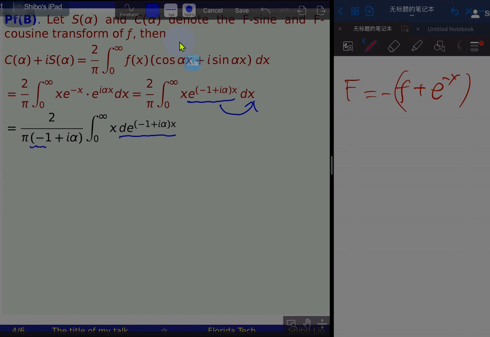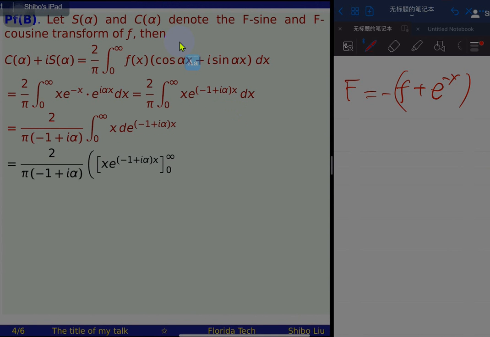You need to divide it by minus 1 plus i alpha here. Okay, so then we can integrate by parts. The coefficient we copy, and the first term is the multiplication of the x and the exponential, the terms inside and outside of the differential d, that is x times the exponential. The second term is what? The second term is you switch the terms x and the exponential to get this integral.